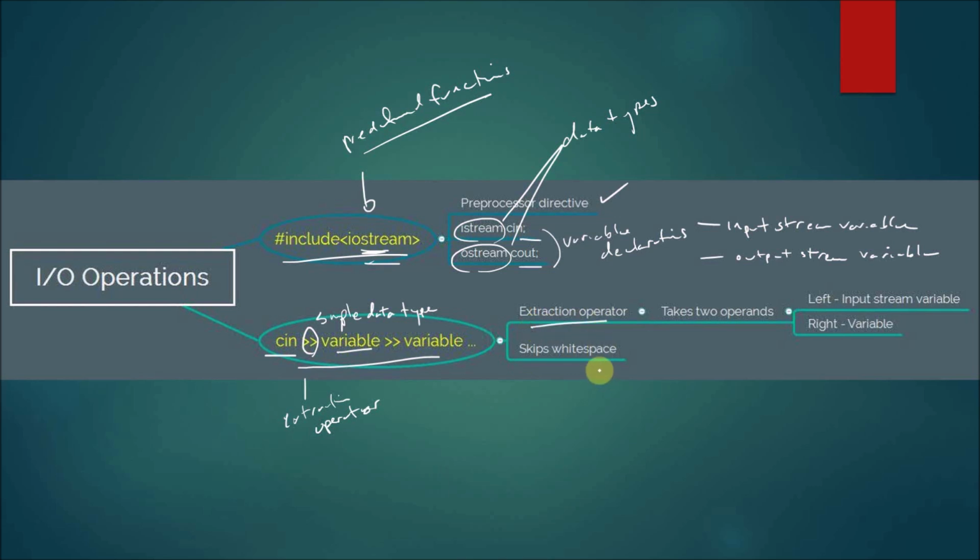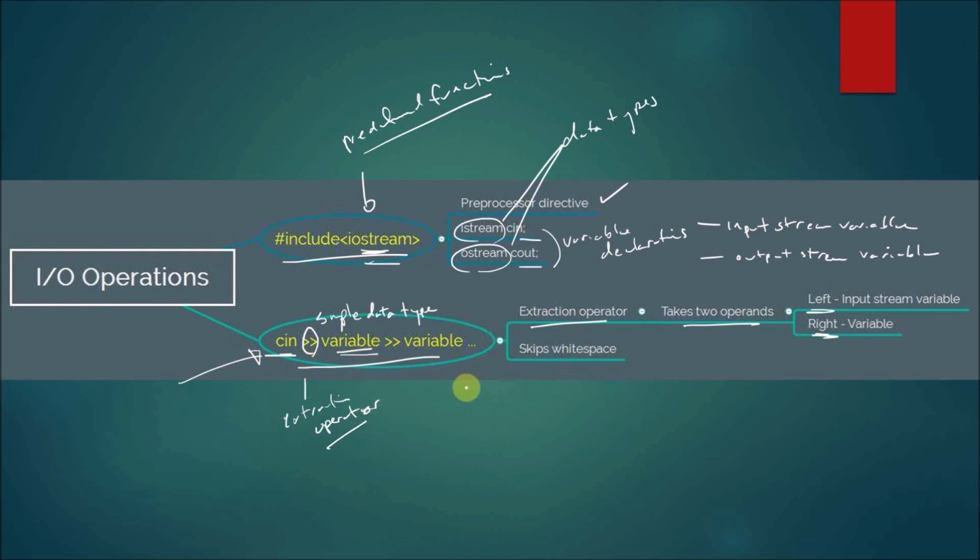The extraction operator is a binary operator, meaning it takes two operands. The operand to the left is the input stream variable. The operand to the right is the variable. So here is the left. This is our input stream variable, cin, and to the right of our extraction operator is a regular variable with a simple data type. So here are our two operands, cin and variable.